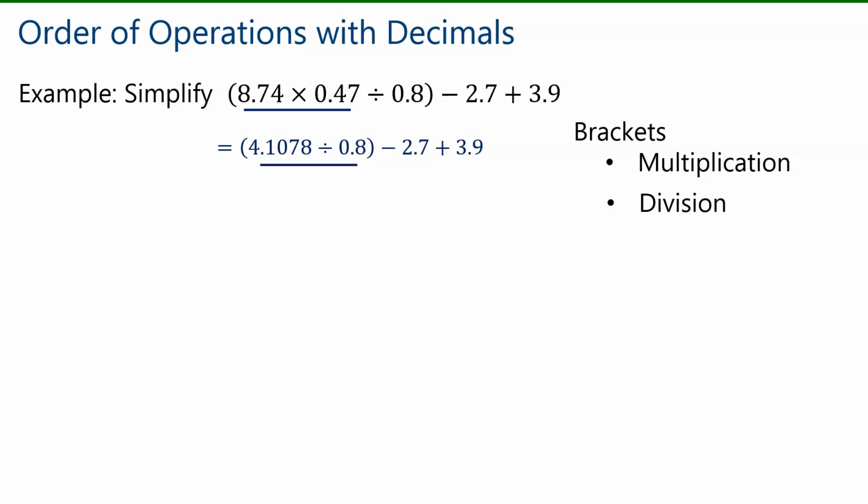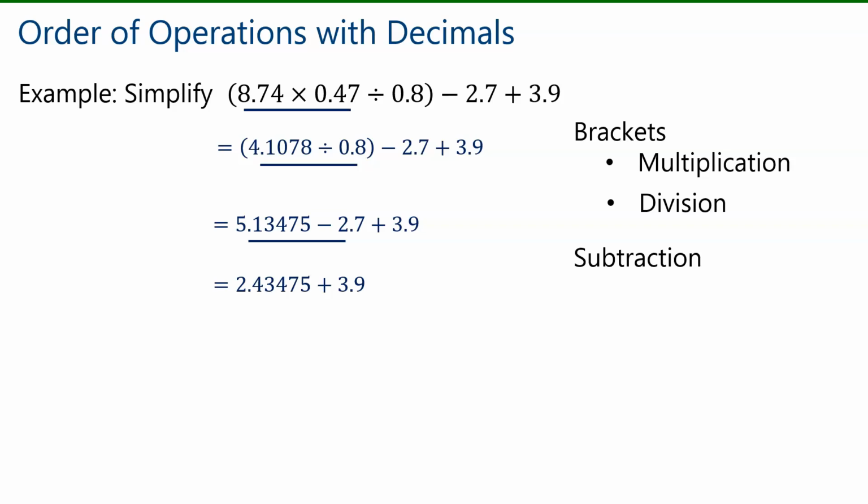Now we'll do the division. So here you can drop the brackets because we've done all the operations. Now we're left with a subtraction and an addition. Well, we do whatever comes first, so that would be subtraction. So when I put that in the calculator, I get 2.43475. Then lastly, I just need to add that to 3.9 to give me 6.33475.